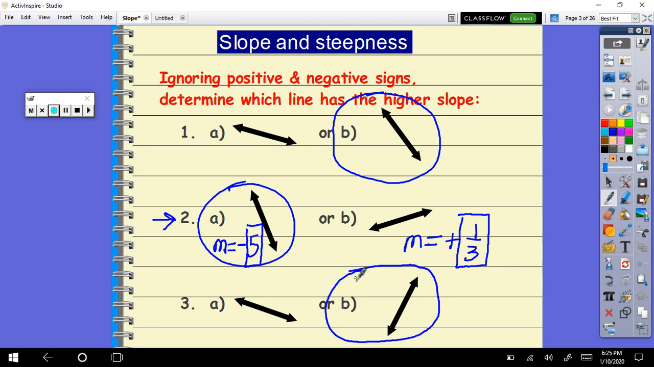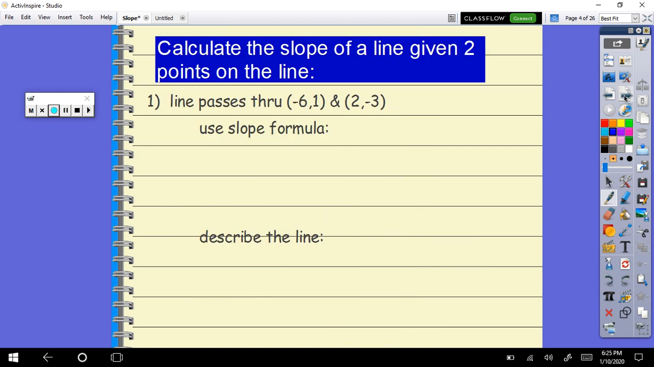Line B is a steeper line, so the number part of its slope will be higher than the number part of line A's slope. Now let's review what you learned in Algebra 1. In Algebra 1, you learned to say that slope, which is rise over run, equals, you may have said, the change in y over the change in x.